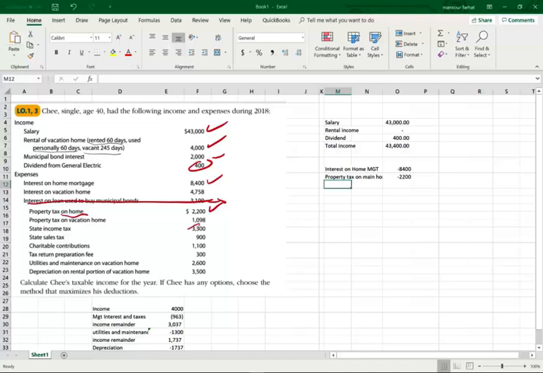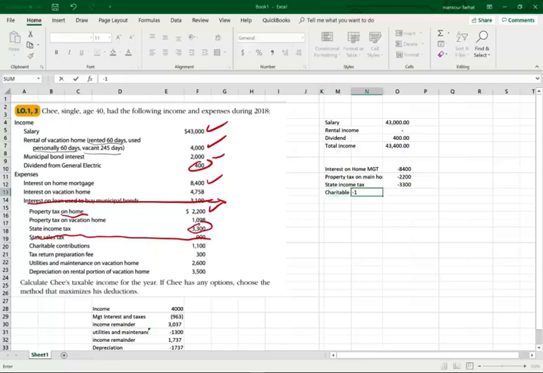State income tax, 3,300. Sales tax, 900. You have to choose the higher of the two, obviously, so the state sales tax is out. What we have is state income tax, 3,300. We're done with that. Charitable contribution is deductible. That's 1,100, that's done.